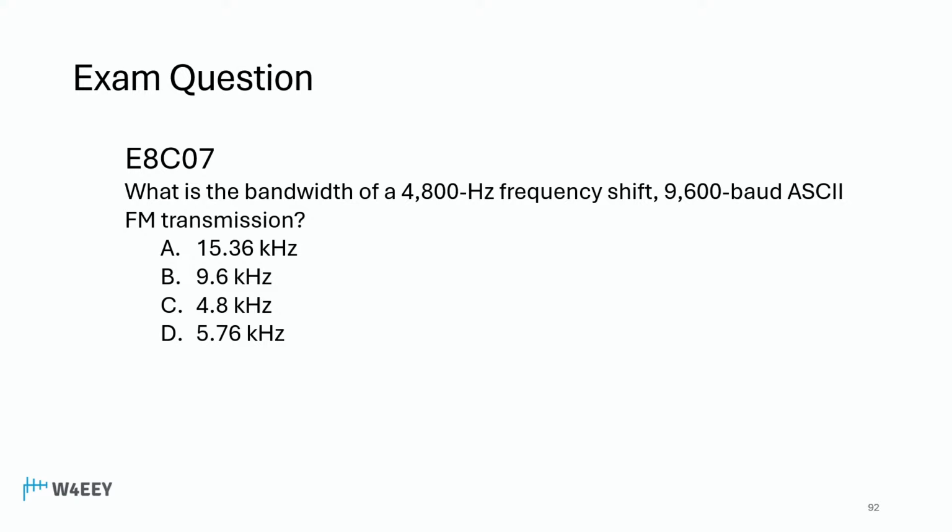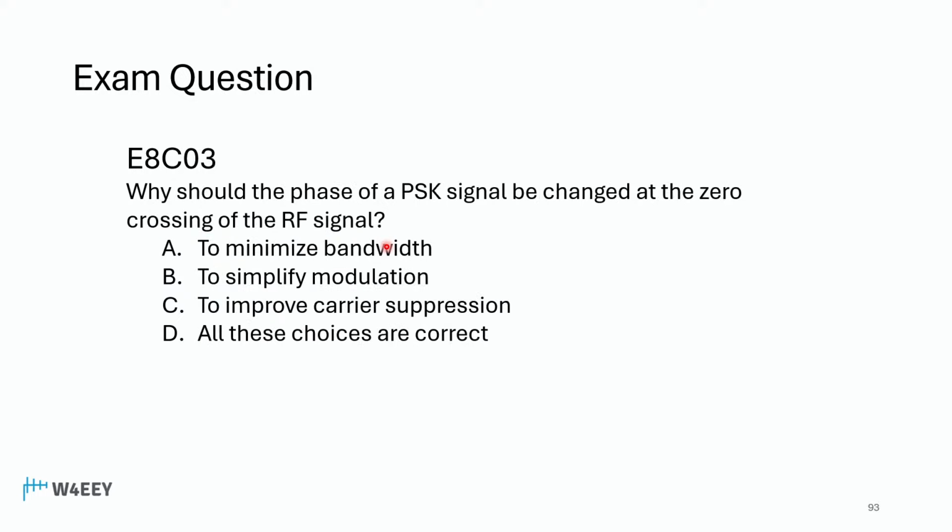What is the bandwidth of a 4800 hertz frequency shift 9600 baud ASCII FM transmission? Alpha. You may remember that because we had that in our slide, but if you just add these two numbers and pick the one that's closest, I think that works out to 14.4 or something like that. There's only one that's close. That way you won't have to remember that silly formula. It's not silly, but it's a lot easier just to add these numbers.